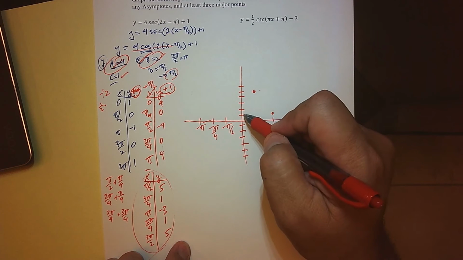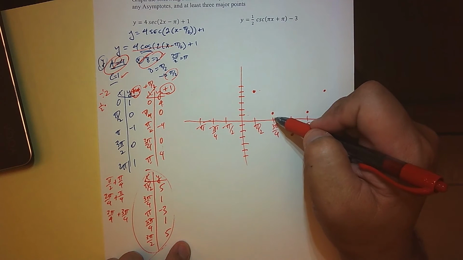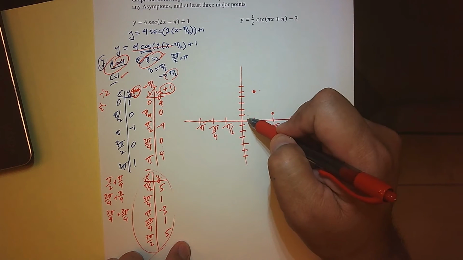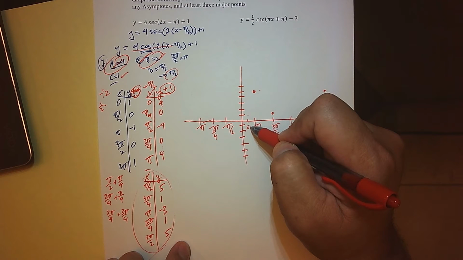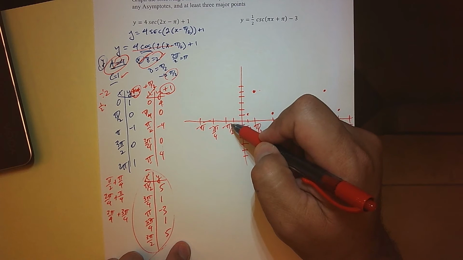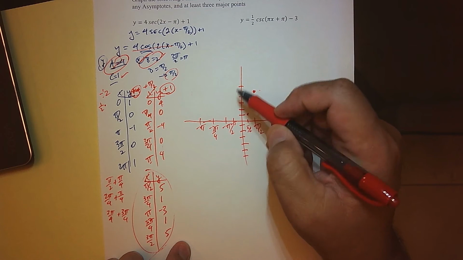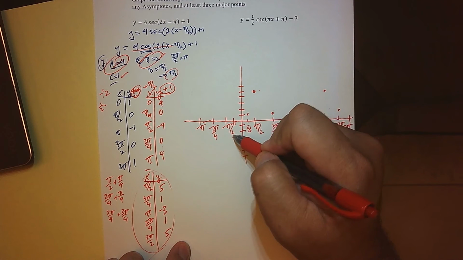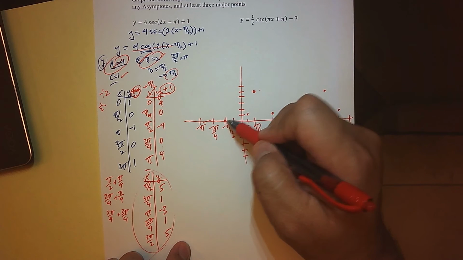Right? So it just keeps repeating. I think my scale's a little off there. I think we'd have a pi over 4 in here. We'd be back at 1. Negative pi over 4, we'd be at negative 3, and so forth and so on.